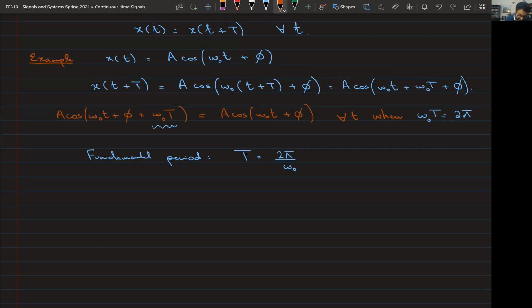So another example. If I say there's a signal x of t, which is equal to the following: cosine 2 pi t for t greater than or equal to 0, and 0 for t less than 0. Is this signal periodic? And if it is periodic, determine the fundamental period.